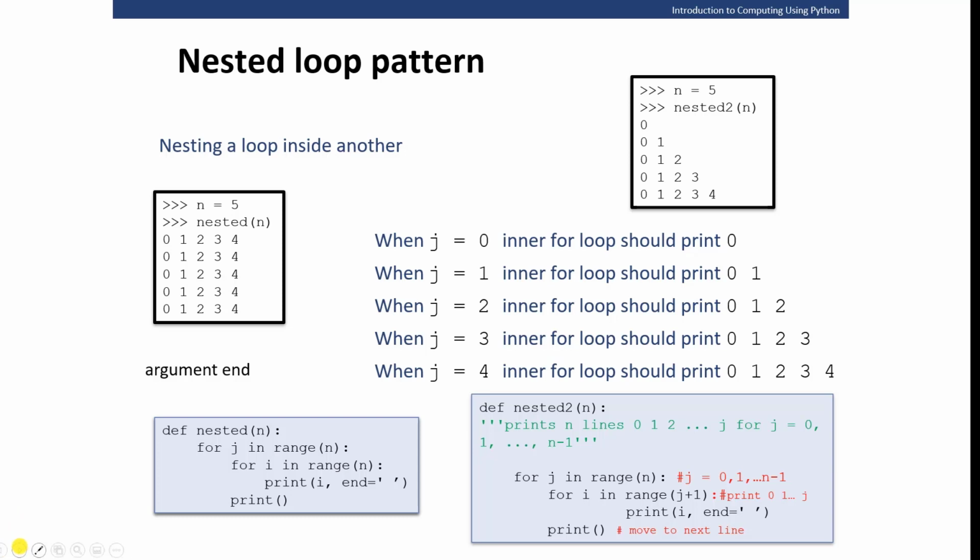Then I'm going to iterate from 0 to 3, and then print the items which are 0, 1, 2. Then I'm going to print a new line, and then increase the value of j to become 3. Then I'm going to print 0, 1, 2, 3. Then I'm going to increase the value of j to become 4, and so on.